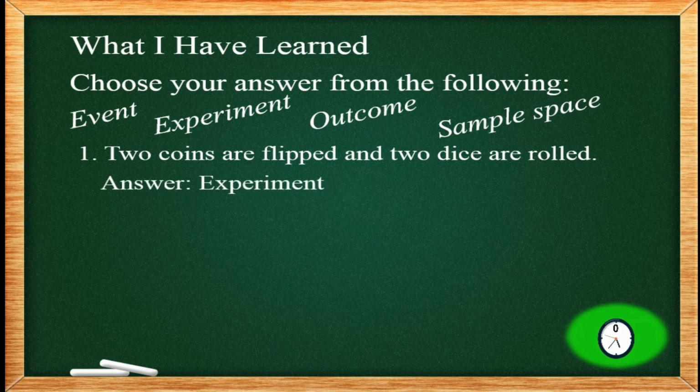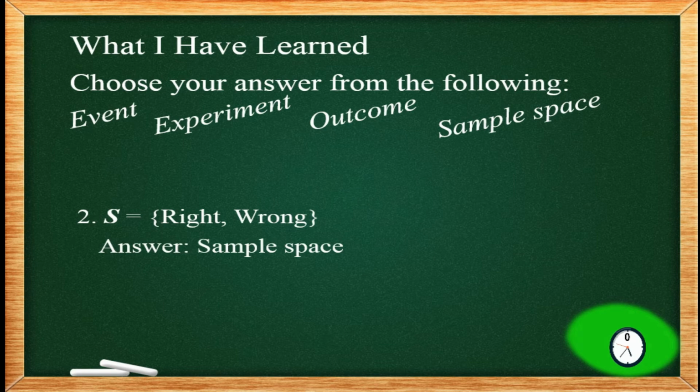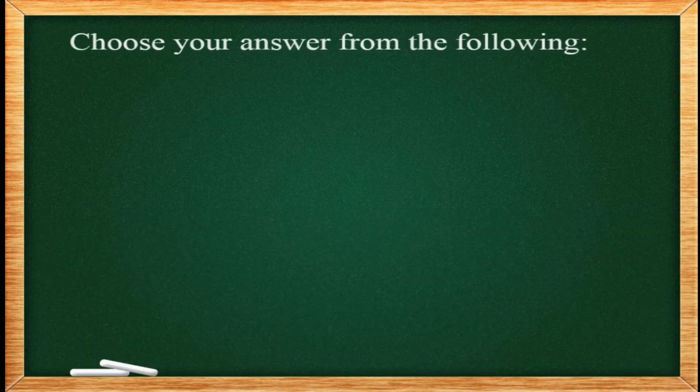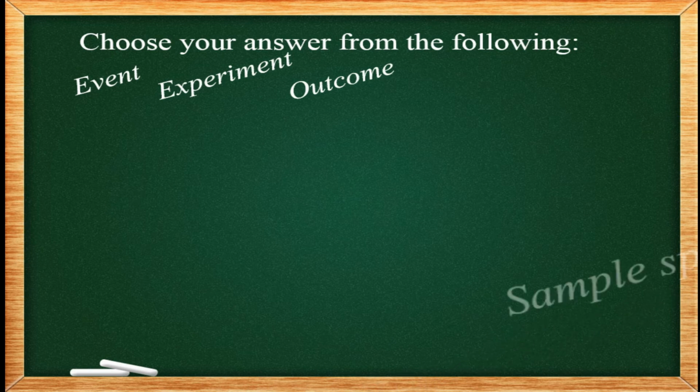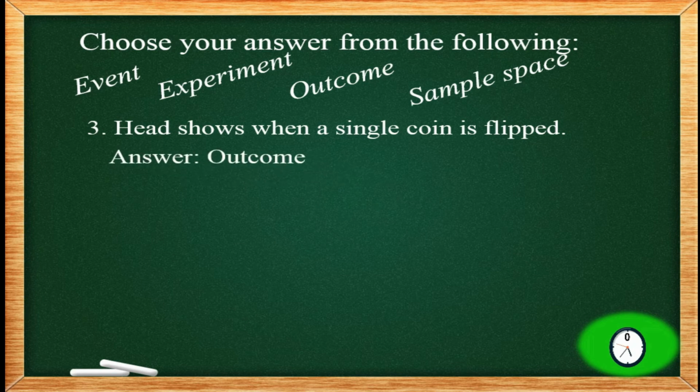You are correct if your answer is experiment. Number 2. S has the elements right and wrong. You're correct if your answer is sample space. Number 3. Head shows when a single coin is flipped. Indeed, the answer is outcome.